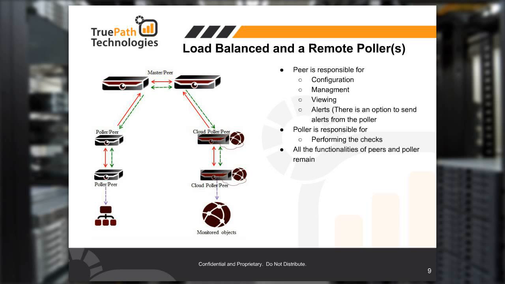Here's load balance with the remote polars. Again, in this case, we have two masters or two peers at the top, and they're communicating to two different locations, bottom left and bottom right, where you have a distributed load for the polars on site A, let's call it, and then you have another on site B. And again, the polars are the ones that are responsible for performing the checks on the remote distant side. And the masters and peers, even when they're load balanced, can still perform local checks if need be.